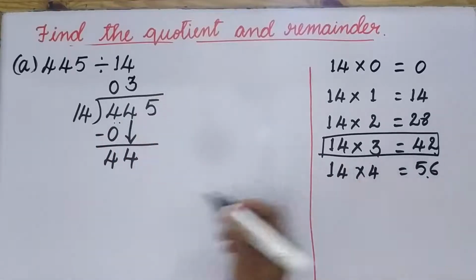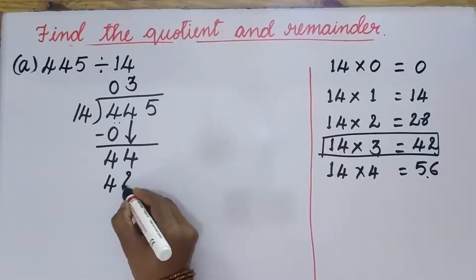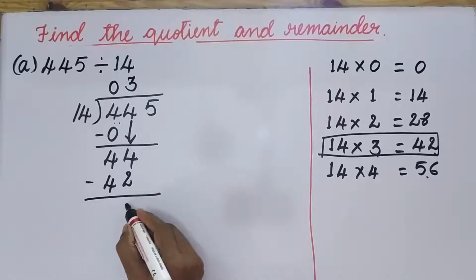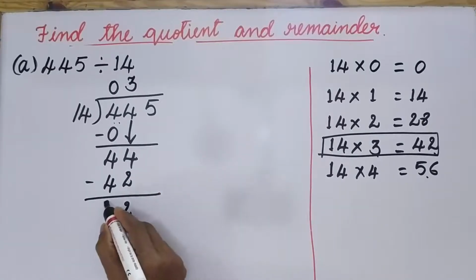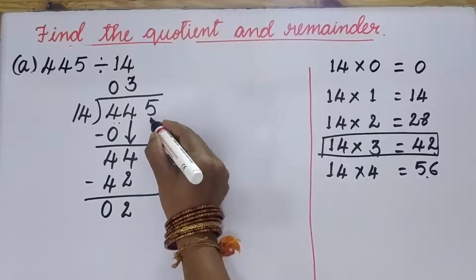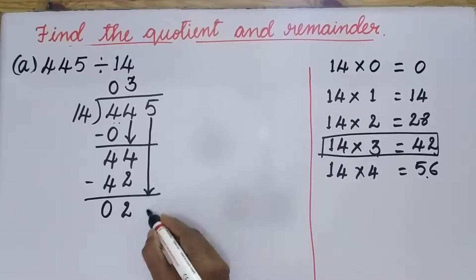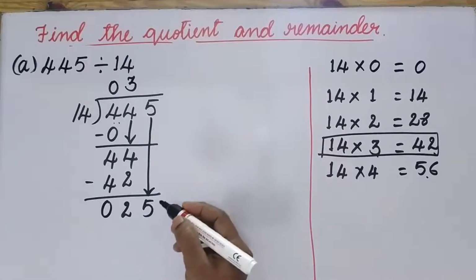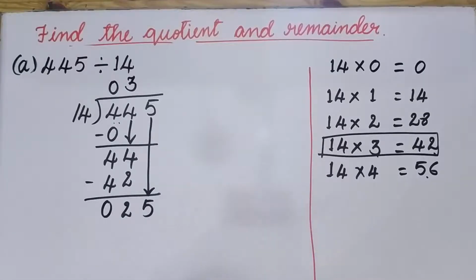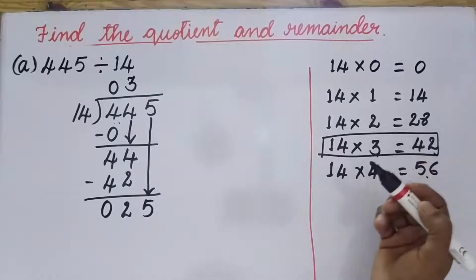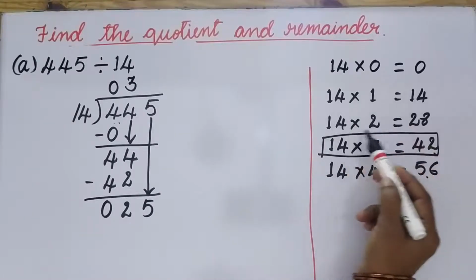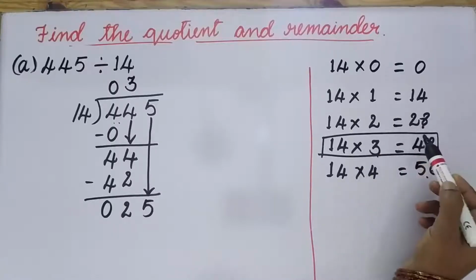14 threes are 42. Then subtract: 4 minus 2 will be 2. 4 minus 4, 0. Now we need to take down 5. How much did we get? We got 25. Then let us have a look here. We do have here 14 ones are 14, 14 twos are 28. So 28 will be greater.